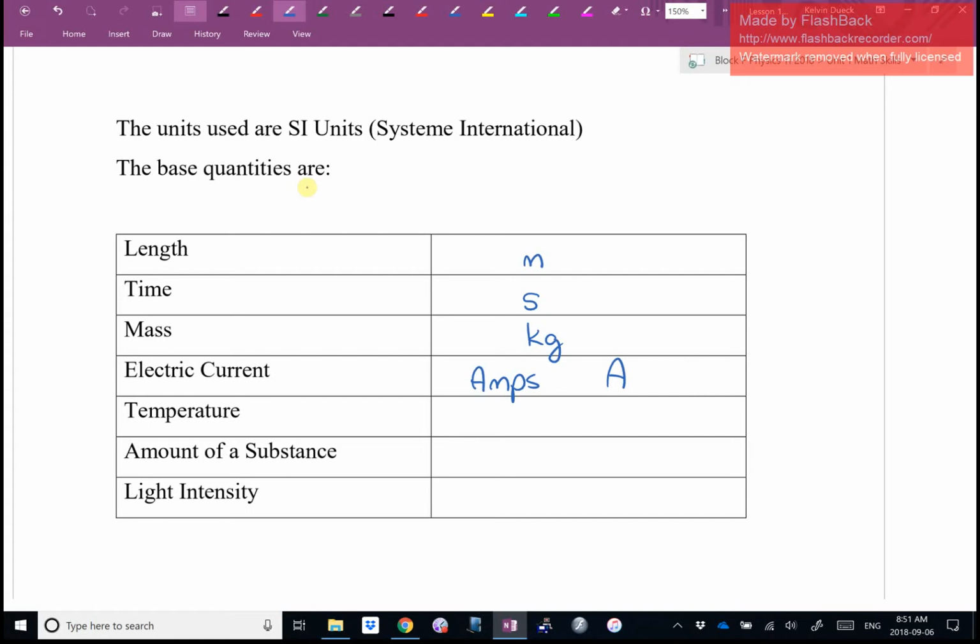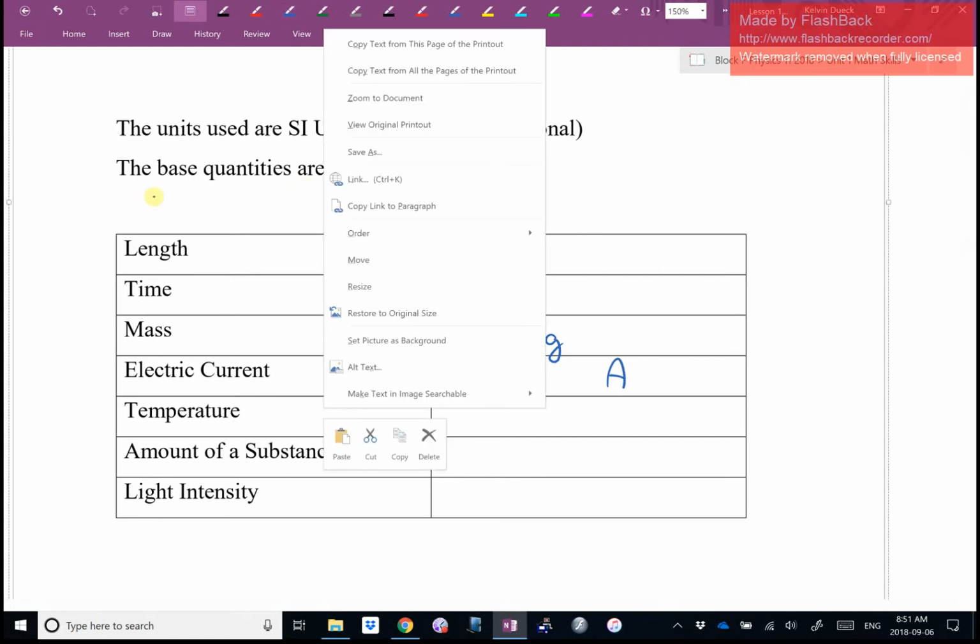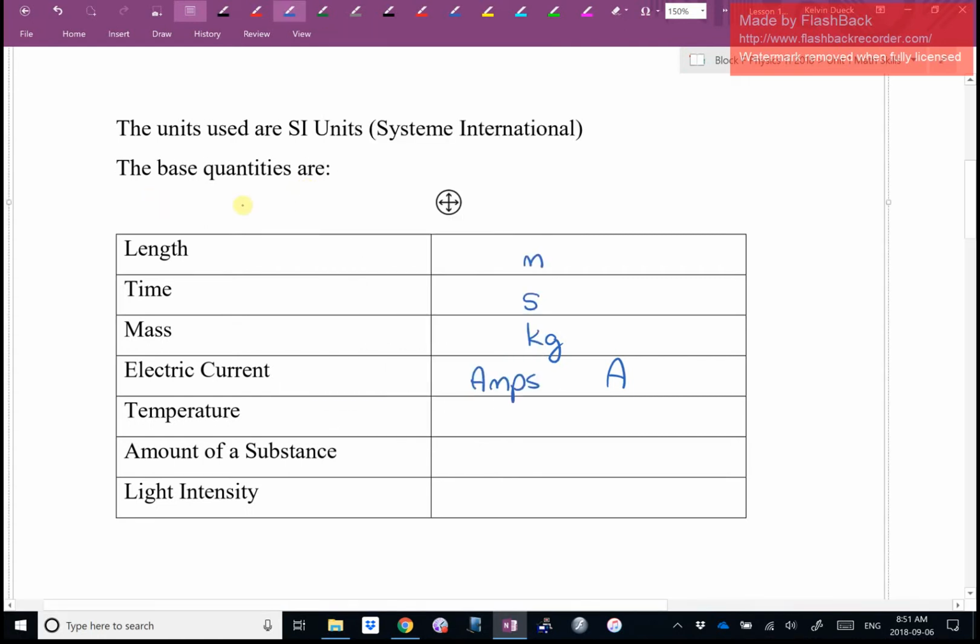Temperature. What units do we use for temperature? Kelvin. What? My first name is Kelvin. Yes, my first name is a science unit. It's degrees Kelvin, usually written degrees lowercase k. I'll explain a bit in the next graphic.